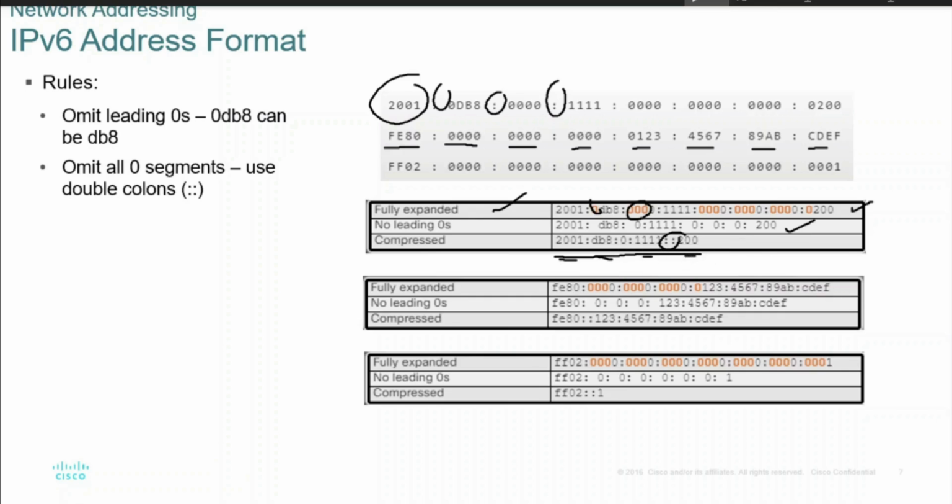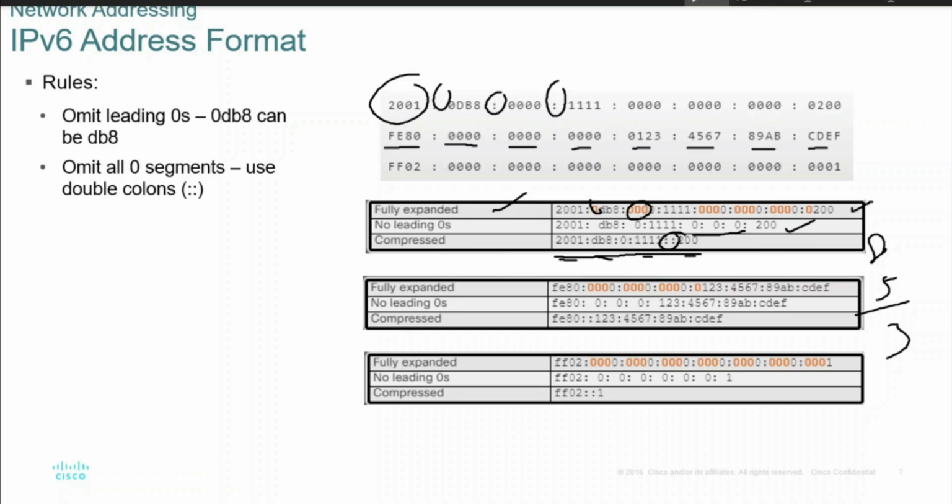There are 4 hexadecimal number combinations and one double colon. The meaning of the double colon is that it represents the remaining zeros. So in total, how many? 8. How many is there? 5. So when we subtract 8 minus 5, the remaining will be 3. So there will be 3 zeros in between. Please check, there are 3 zeros that are combined into one double colon.